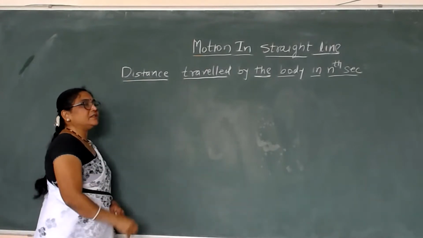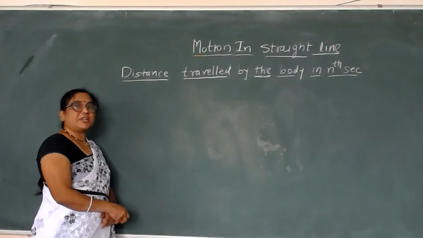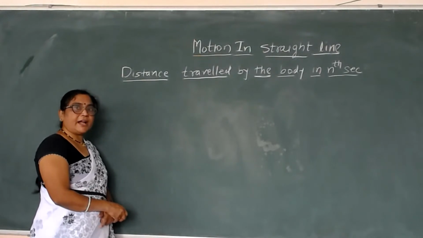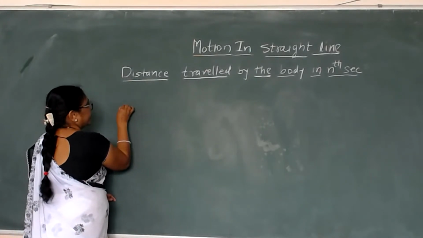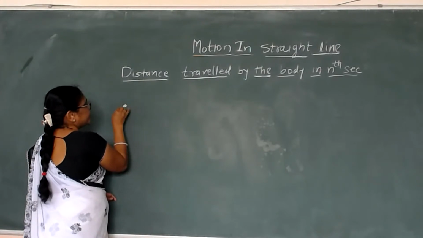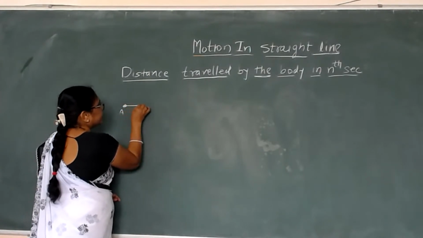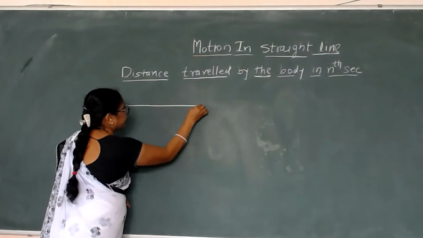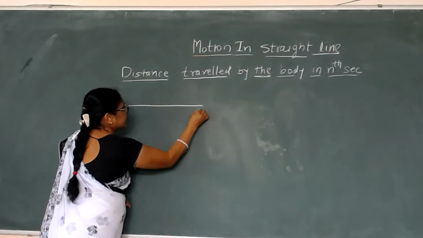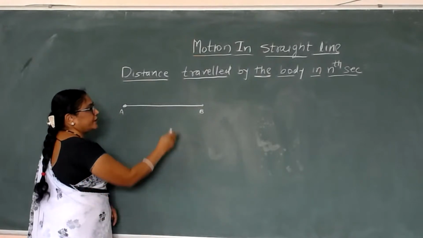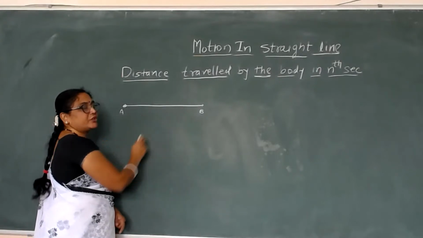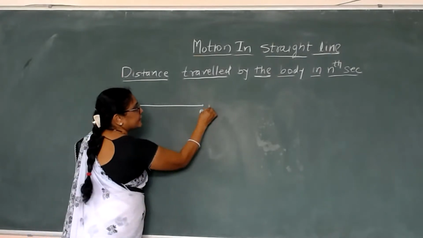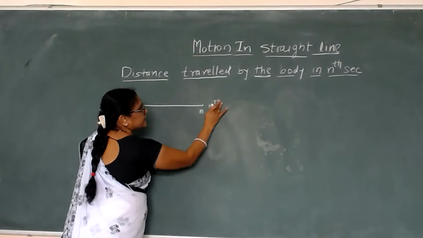If the object is in motion and moving in a straight line, the distance covered by the body in n seconds is as follows. Suppose the object's initial position is A. After some time, the object has moved in a straight line. Suppose this is the distance traveled by this object in n seconds. It means the time required to move the body from position A to position B is considered to be the nth second. So that is n seconds.